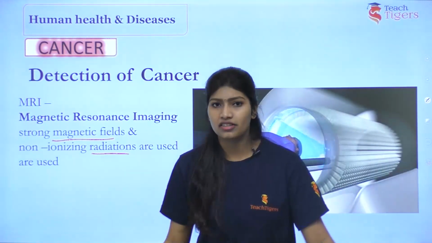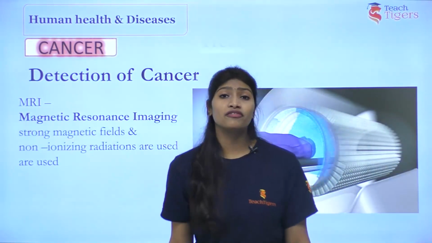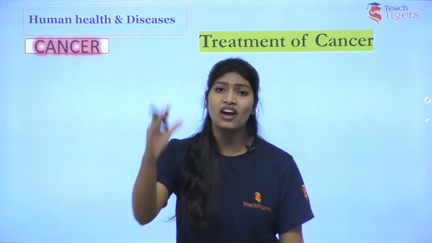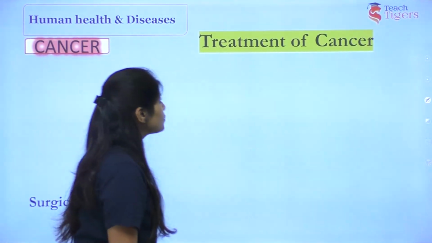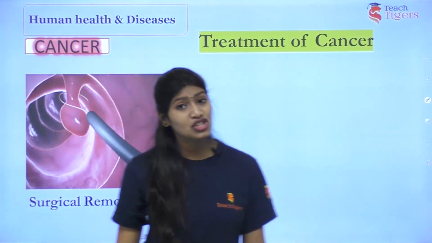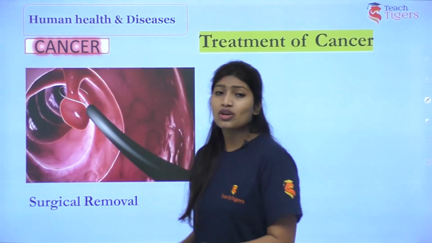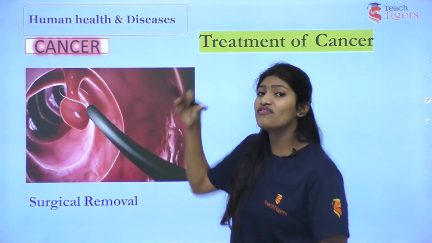So now we have identified the detection methods. What is the way of treatment? How can you treat if you have detected cancer? The treatment of cancer is, first, by the surgical way. You will do surgery and remove the malignant tumors.